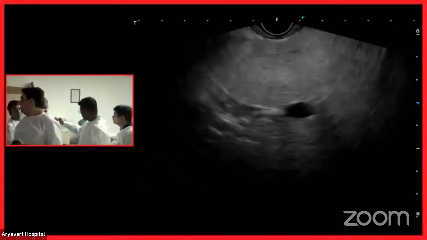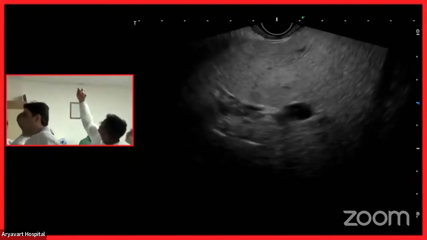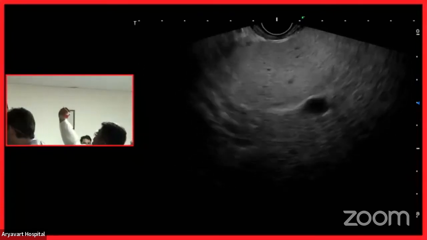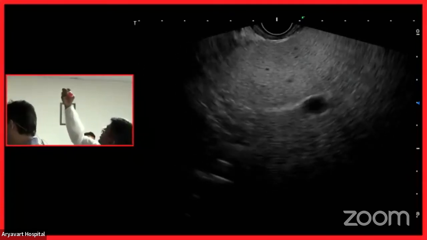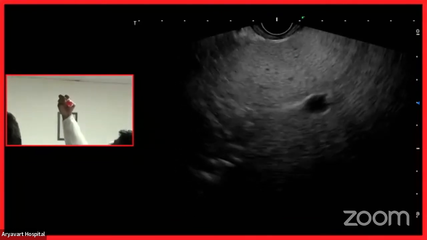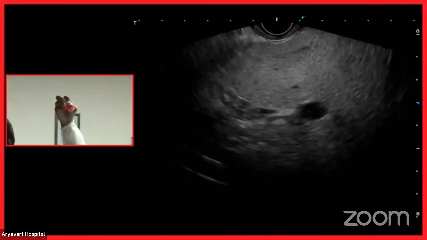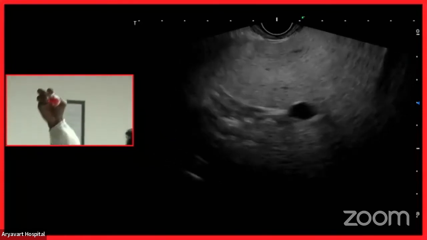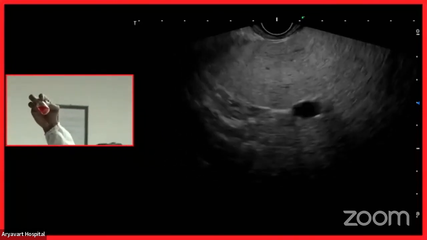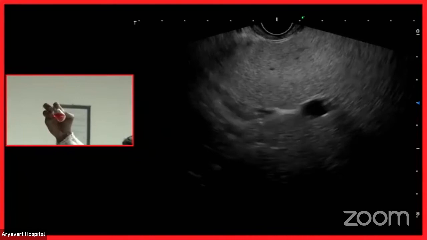People have even done EUS-guided abscess drainage from the left lobe. Now with the upcoming technology, maybe it is comparable to the RFA we are doing in pancreatic lesions. There is core tissue definitely, but it appears to be fragmented. I think we need to take one more pass.